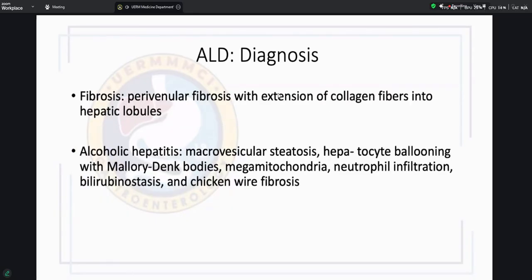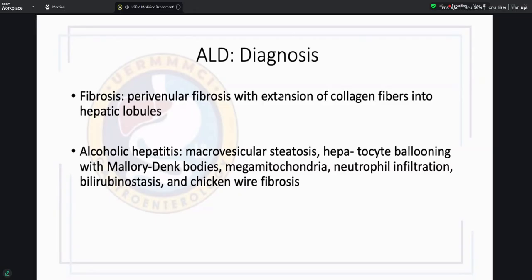If with fibrosis, histology would show perivenular fibrosis initially, with subsequent extension of collagen fibers into hepatic lobules. But liver biopsy would be most helpful for alcoholic hepatitis if the diagnosis is uncertain, because treatment is warranted and proven for cases of alcoholic hepatitis.